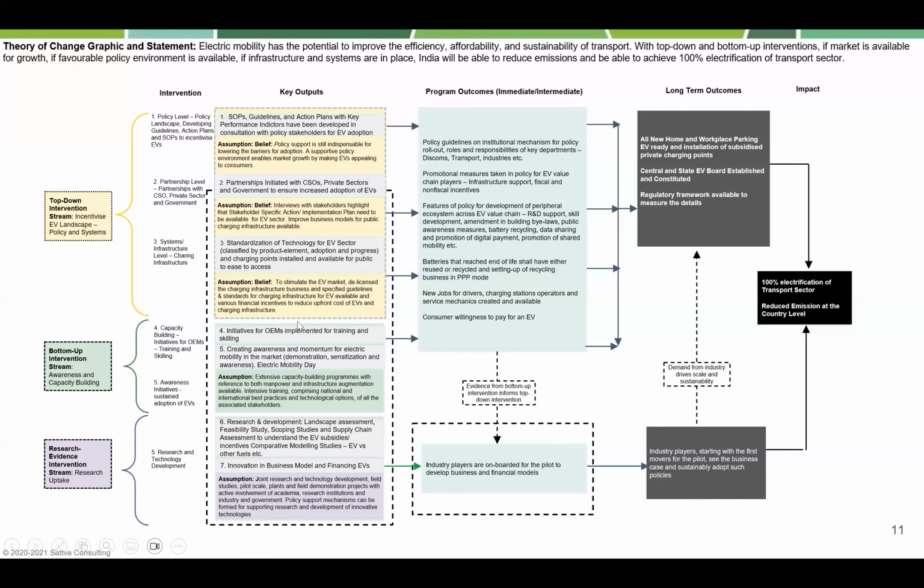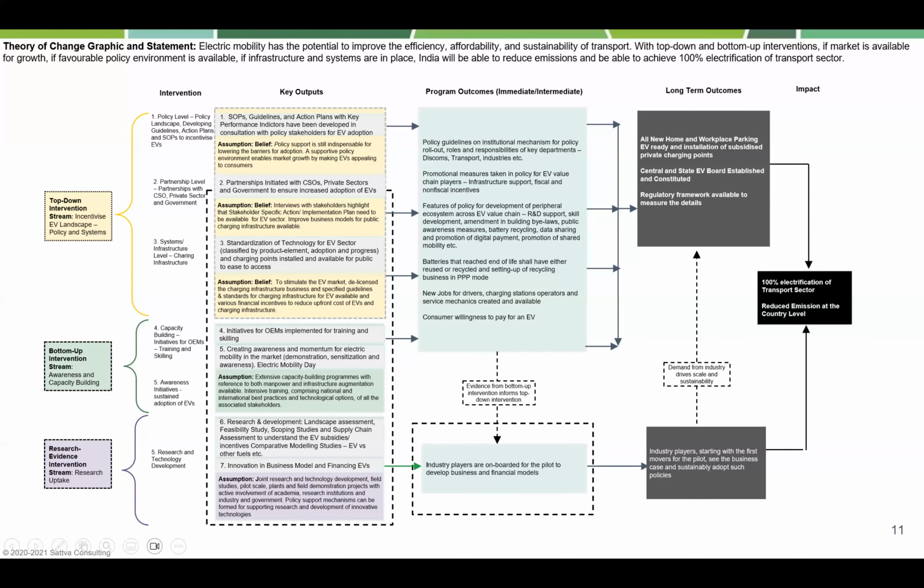So what are the things I need to do? I mentioned here, and then I put a proper assumption like an extensive capacity building program with reference to both manpower and infrastructure augmentation available, intensive training comprising national and international best practices and technology options for all the associated stakeholders. That way I started narrating all the details.